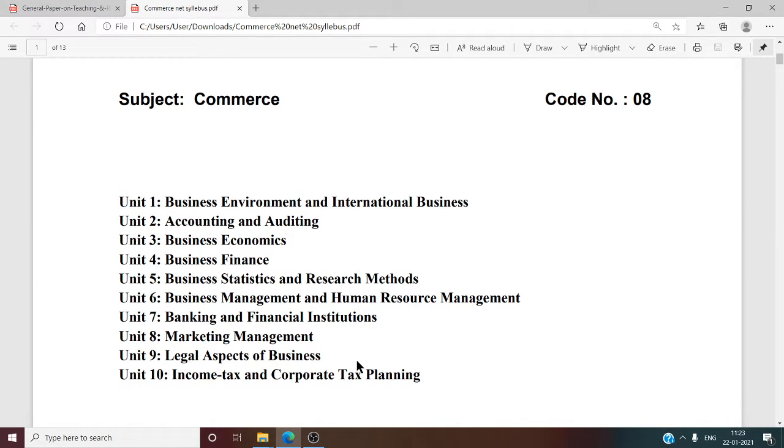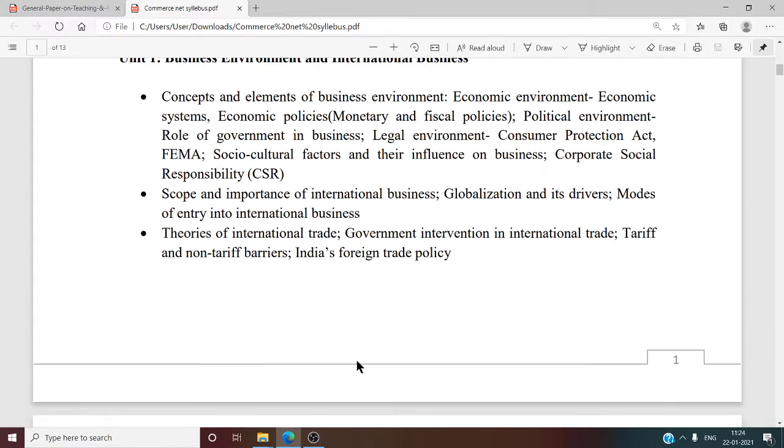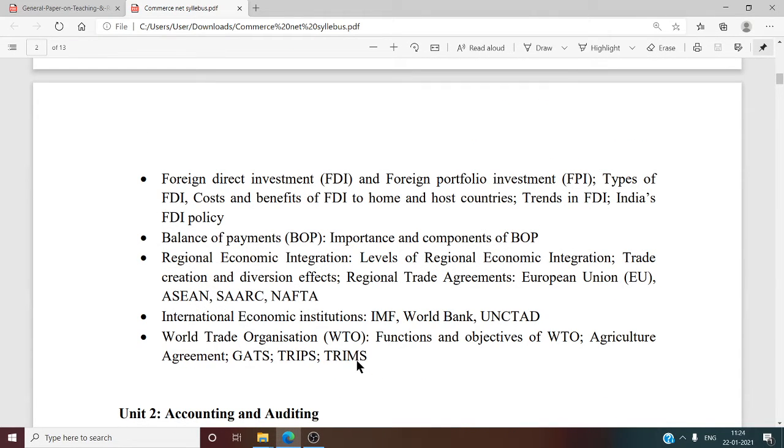So after this, if you see unit number 1, we discussed business environment and international business. In that, concept and elements of business environment, economic policy, political environment, role of government in business, legal environment, FEMA, Foreign Exchange Management Act, social cultural factors, corporate social responsibility, CSR, these are all covered. Then globalization, liberalization, privatization are covered. Then theories of international trade, government intervention in international trade, tariff and non-tariff barriers, India's foreign trade policy. These will be there in our first chapter.